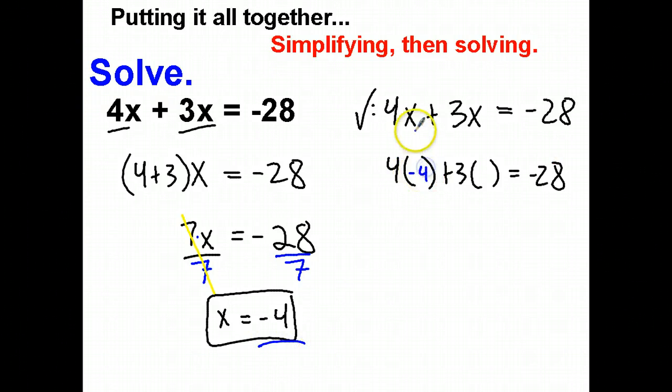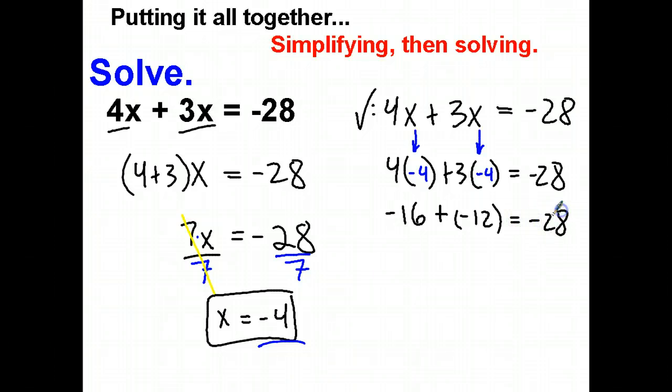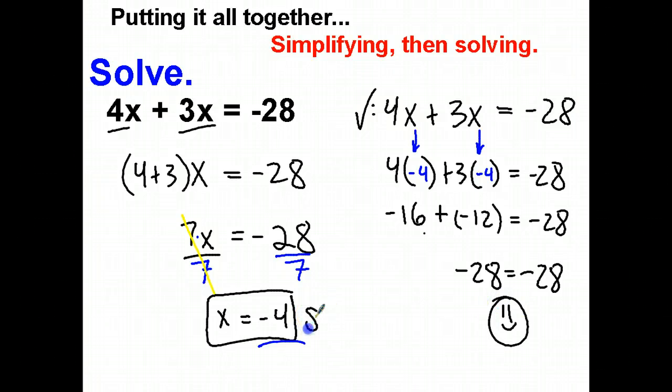We put that in for x here and for x here, and then we just do it one piece at a time. So we say, okay, working from left to right, 4 times negative 4 is negative 16, plus 3 times negative 4 is negative 12. And at this last point, we need to just put together our like terms or evaluate the left side of things. Negative 16 plus negative 12 would give us negative 28. And negative 28 equals negative 28, which we know that's a true statement, which means that this is our solution.